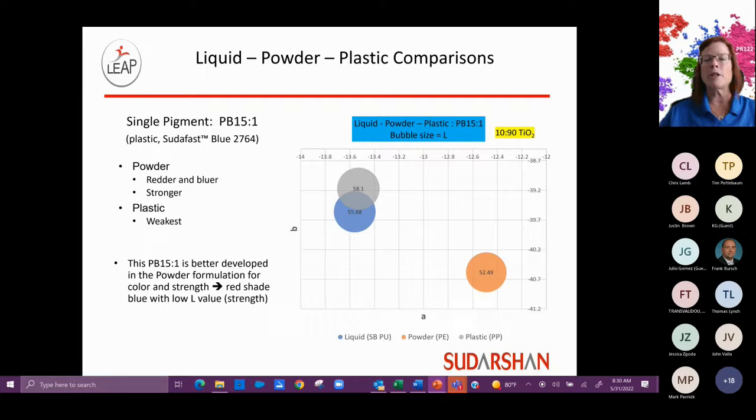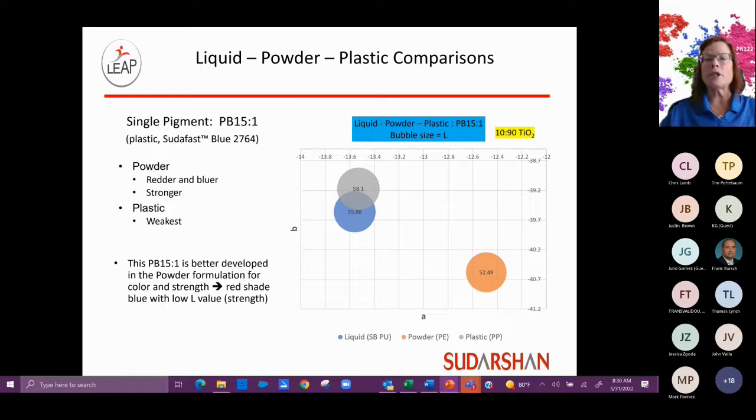The interesting thing to note is that the same pigment, when put into this particular powder coating formulation, develops a lot more chroma and hue than the same pigment in other applications. We can see that this has a higher strength indicated by the lower L value, but it also is more red and more blue, which tells me that this particular pigment is well matched to that powder coating formulation and process.